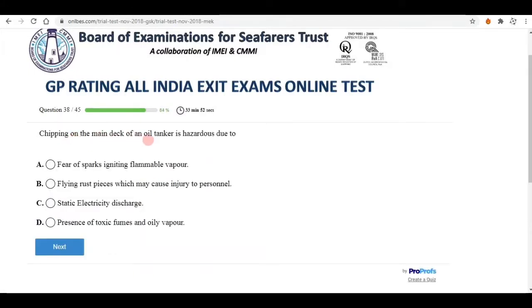Chipping on the main deck of an oil tanker is hazardous due to... So the question means if you are doing chipping on the deck of an oil tanker, what's the hazard there? The hazard is fear of sparks igniting a flammable vapor.